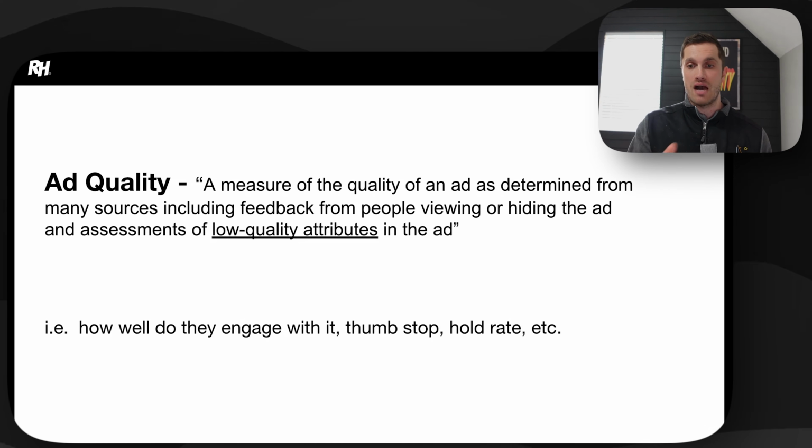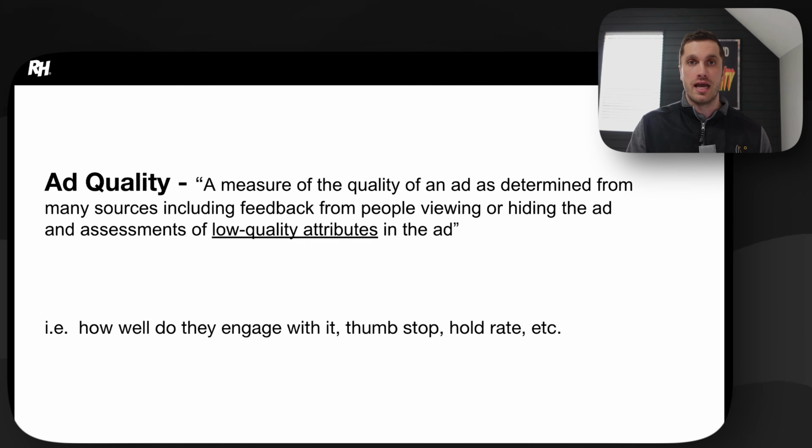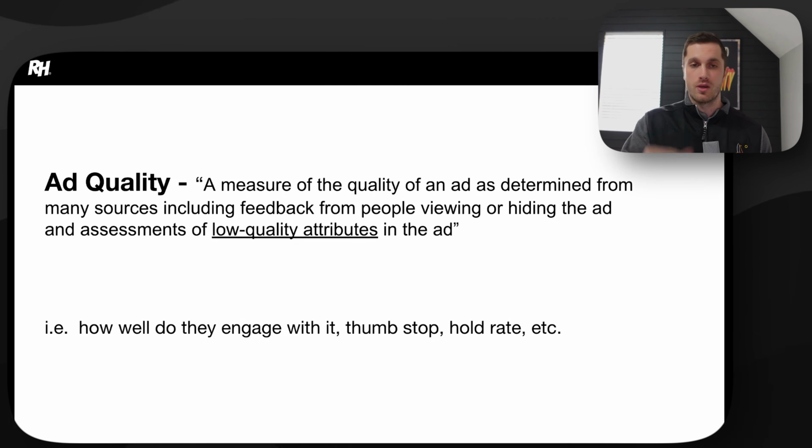They're also seeing how long do they watch the video? How long do they stop the video? Or when do they leave the video? It understands all those things. What the heck does all this mean?